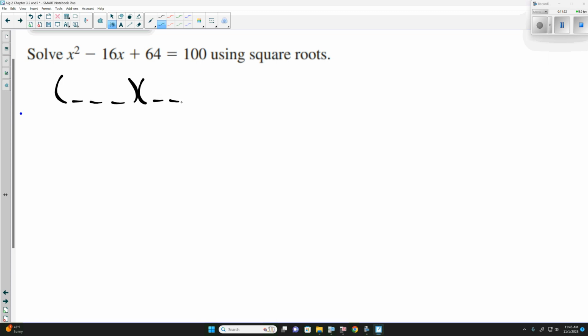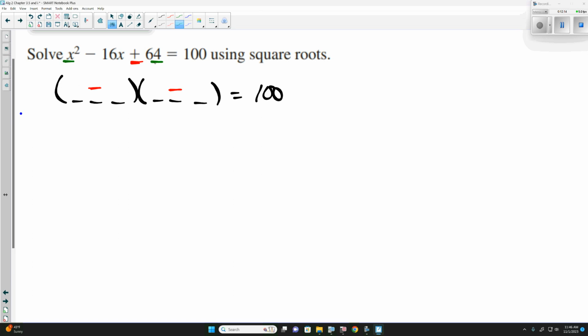Now the first step I'm going to do is a little bit interesting. I'm going to factor the left-hand side. Normally we would get it equal to 0, but I'm doing this one a little bit differently just to show something interesting that works out. So if we factor x squared minus 16x plus 64, well, there is no greatest common factor. So the next step after our parentheses is to find the signs. If the third term is positive, our signs are the same and match the sign of the middle term, so they will be negative and negative.